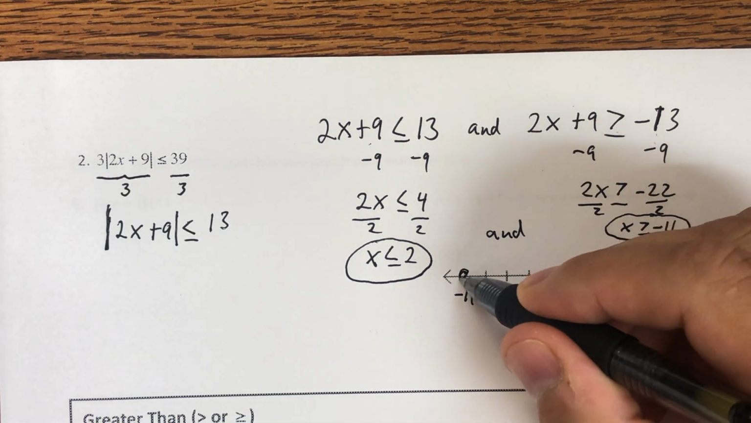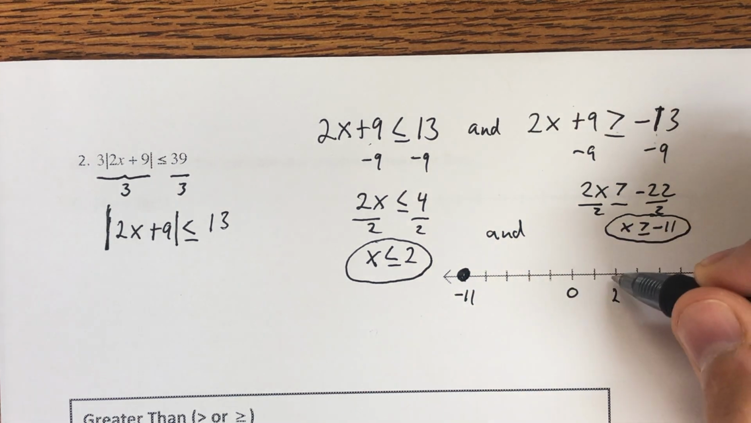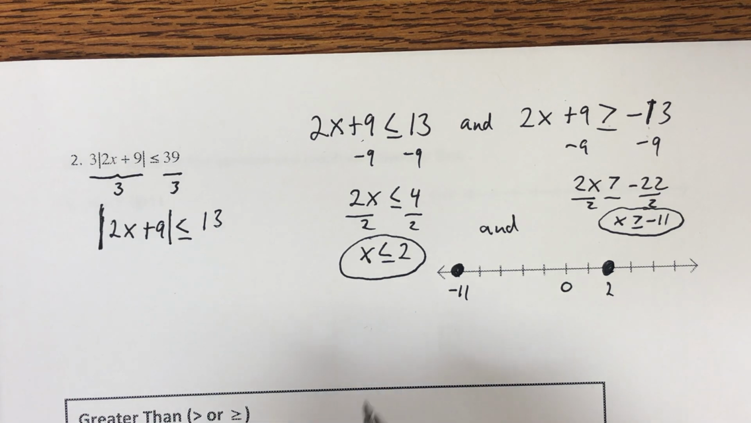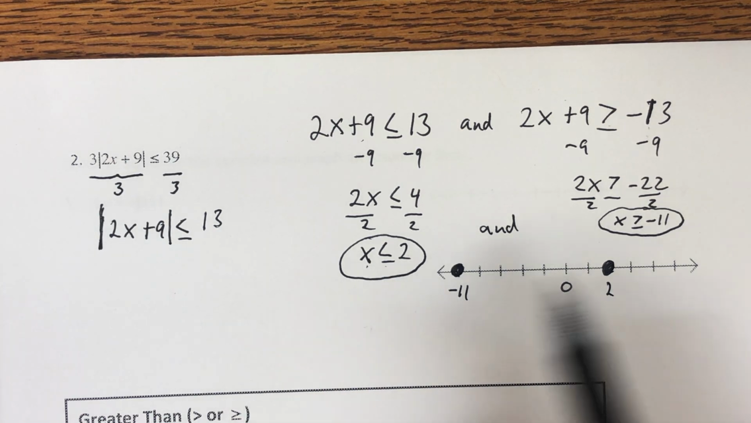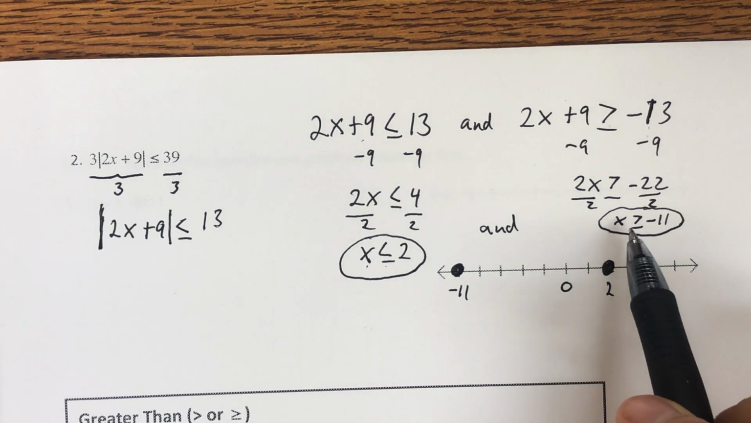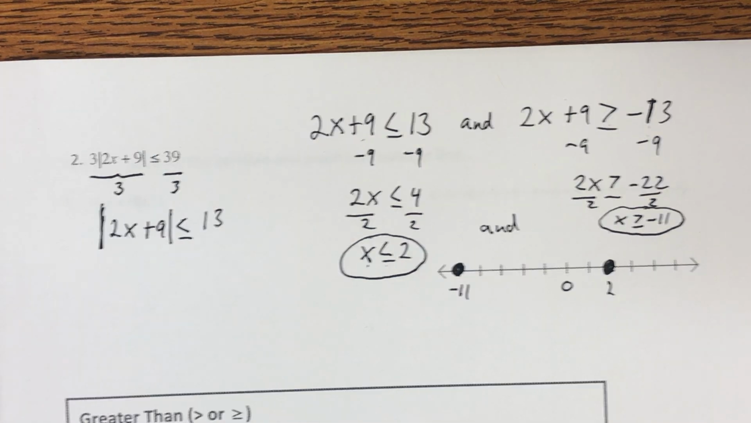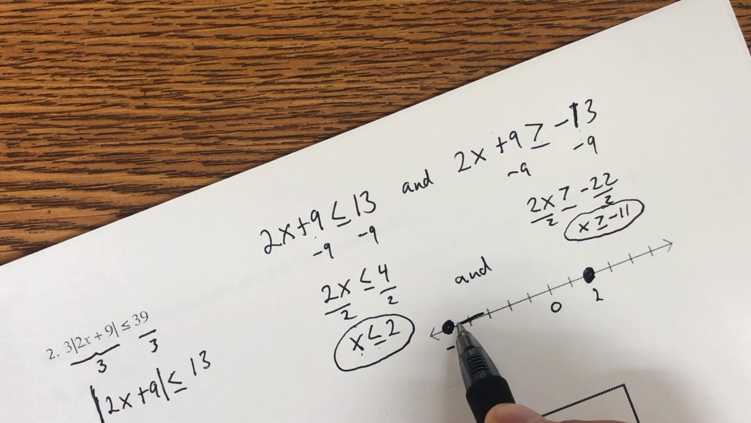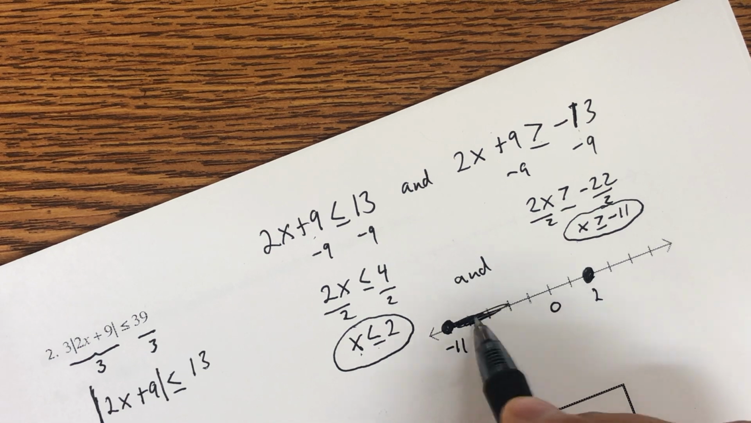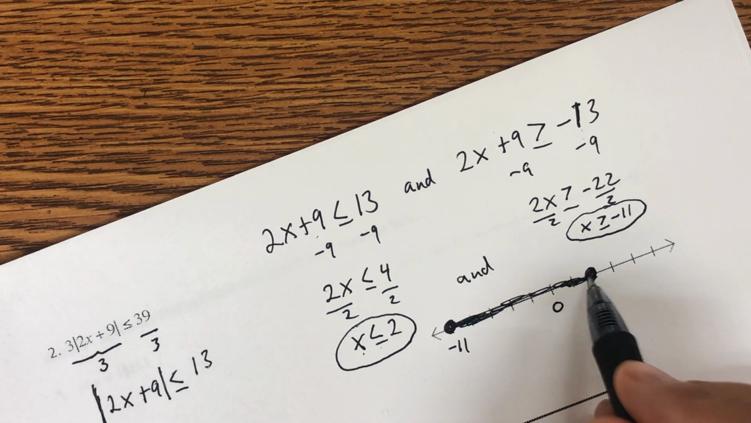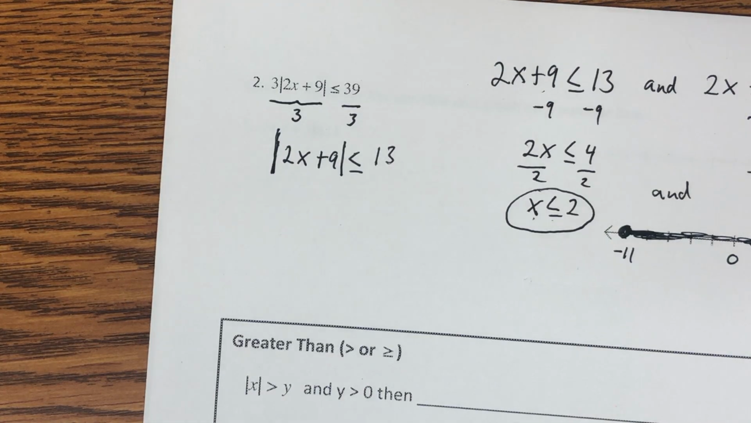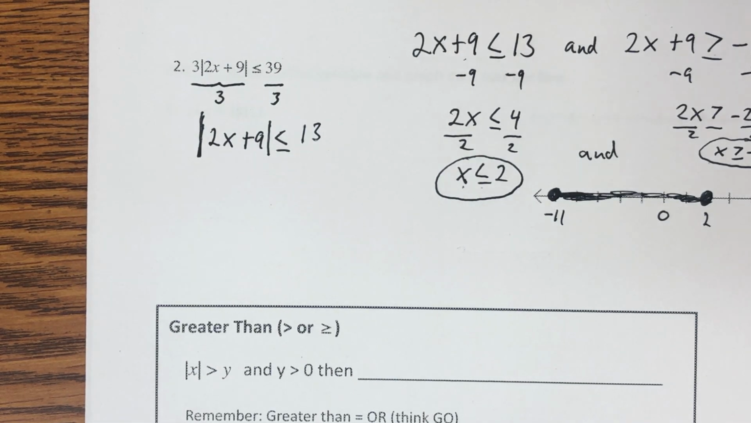Our circles are both closed, and we are shading in between. Let's see if it makes sense. X less than to the left. X greater than to the right. So again, it matches. We are shading in between. The solutions are all the numbers in between negative 11 and 2. So that takes care of our and statements.